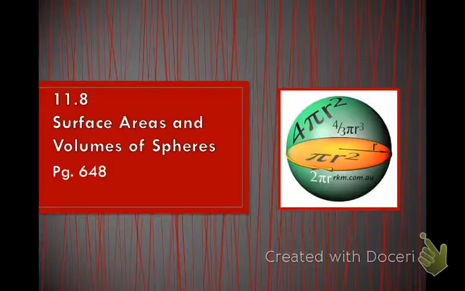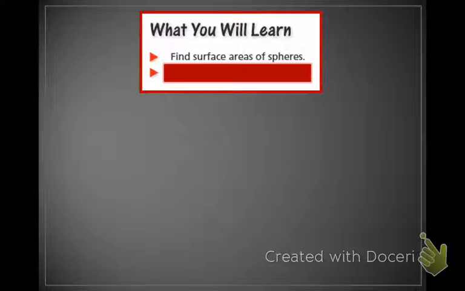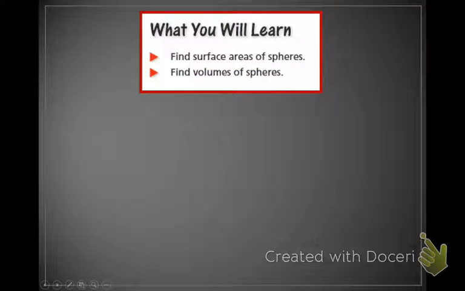So this is the last lesson in chapter 11. We're going to go over surface area and volumes of spheres. Everything that's on the screen is in the notes that I gave you. The only thing that's not is this slide. It tells you what you're going to learn. You're going to learn how to find the surface area and how to find the volume.